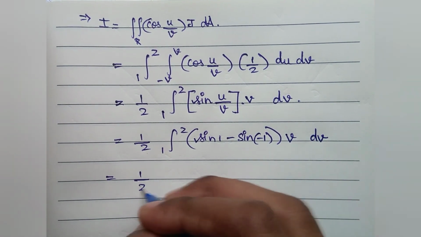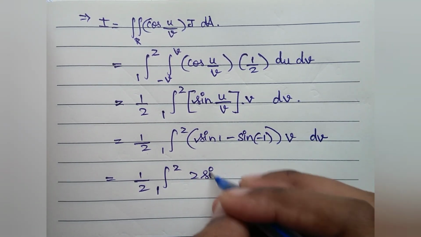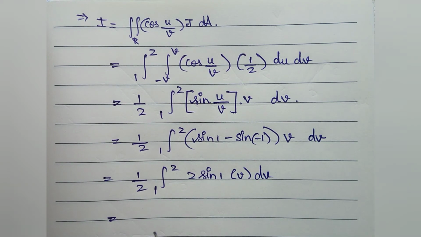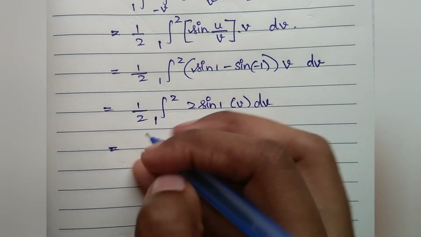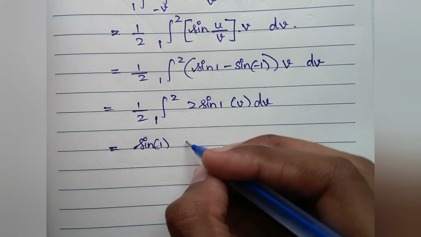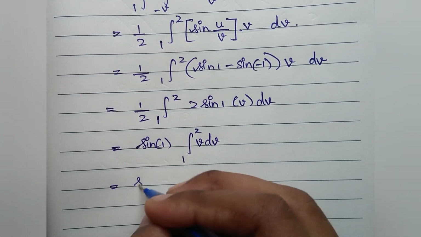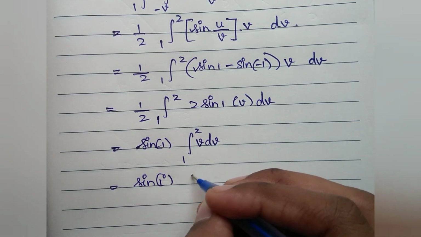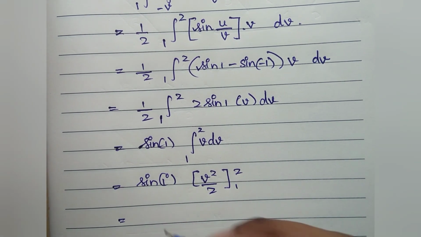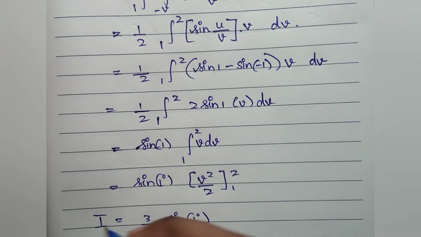That's equal to half integration with limits 1 to 2 of 2 sine 1 times v dv. Now all these are constants, so we can take sine 1 outside, so it will be sine 1 times the integration of v dv from 1 to 2, that is equal to sine 1 times v squared by 2 from 1 to 2, that's equal to 3 by 2 sine 1. So this is the final answer.